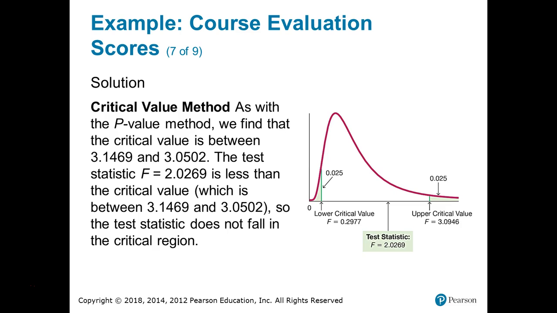So for the critical value, you find that the critical value is between 3.1469 and 3.0502, and the test statistic of 2.0269 is less than the critical value. So here is your test statistic. Here is your upper critical value. We are not interested in finding a lower one. So the test statistic does not fall in the critical region.